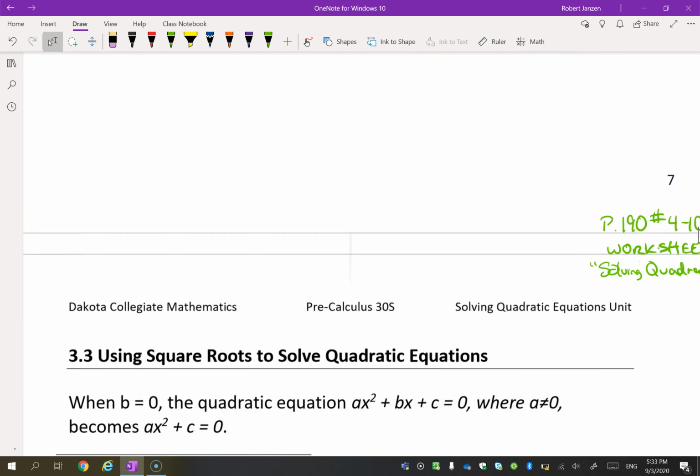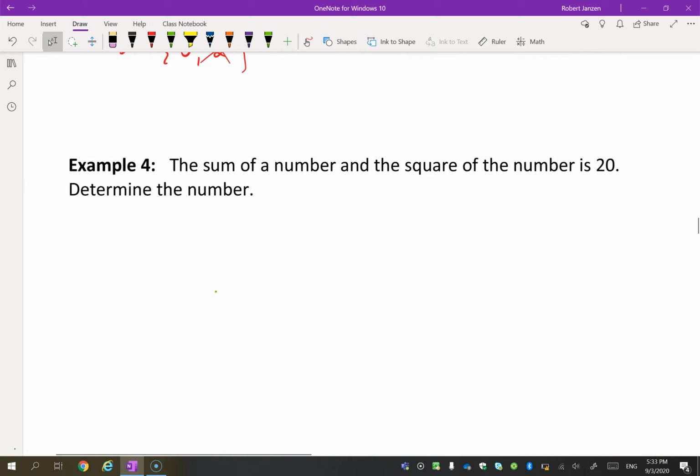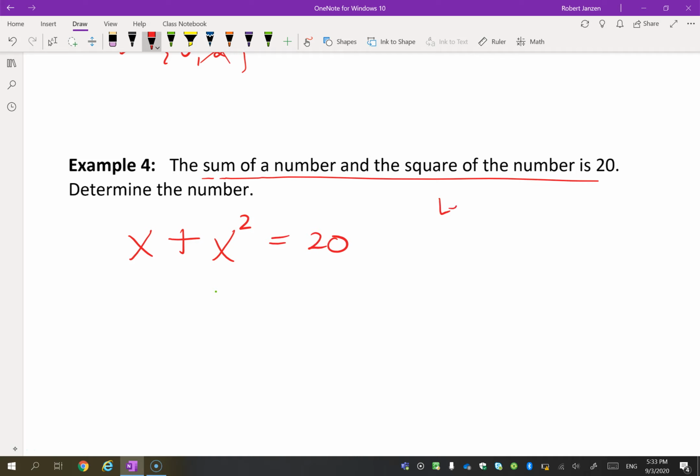All right, we'll finish off this lesson with a word problem. So quickly translate this into math. The sum of a number, okay, what is the number? And the square of a number. A number and the square of a number is 20. Okay, and now we just put an x there, so let's say what x is. x is the number.